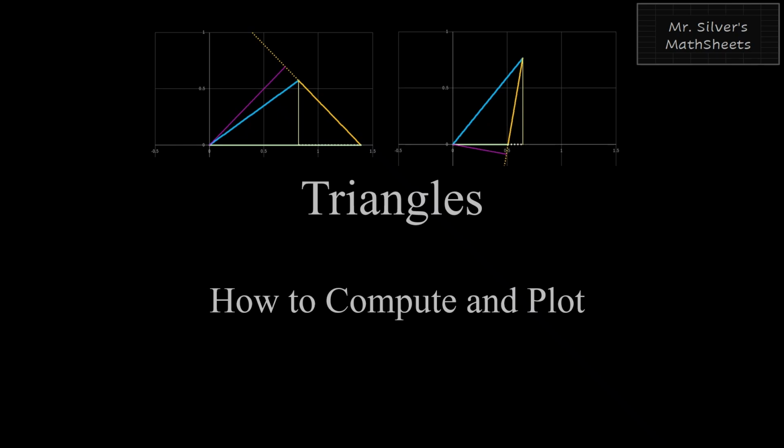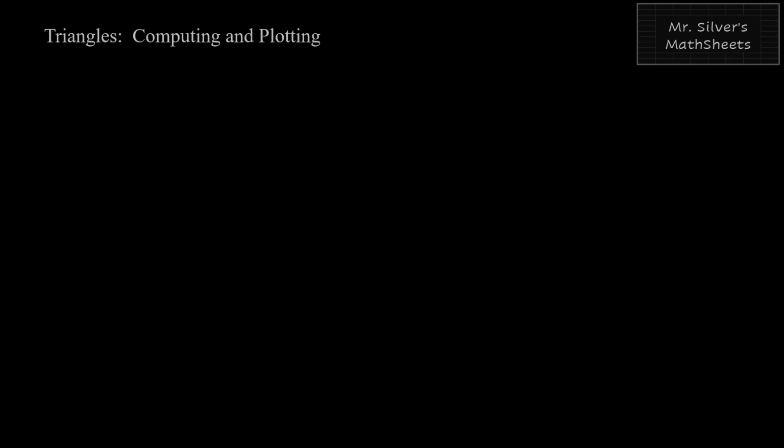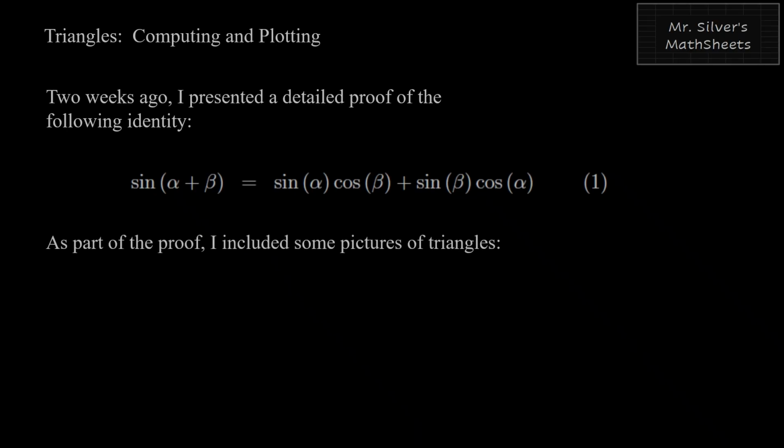Today we're going to discuss how to compute and plot triangles, like the pictures you see above. So 2 weeks ago I presented a detailed proof of the following identity. Sine of alpha plus beta is equal to sine alpha cosine beta plus sine beta cosine alpha. It was a good proof, by the way.